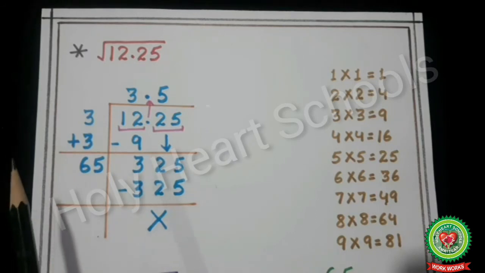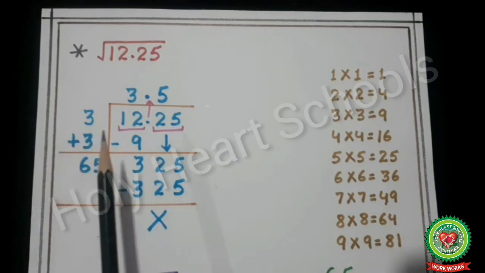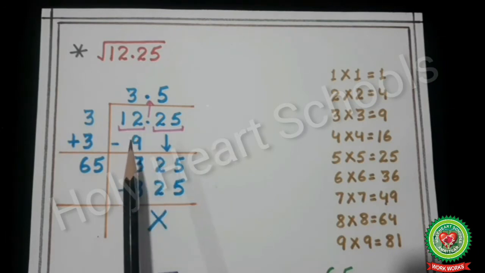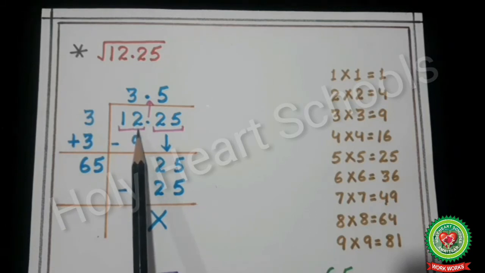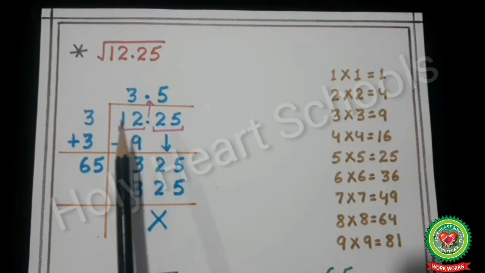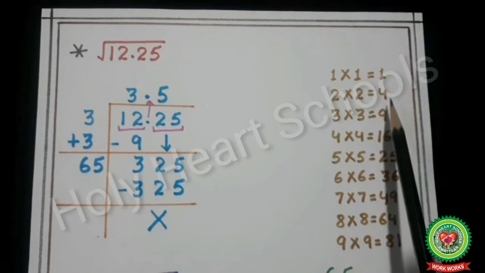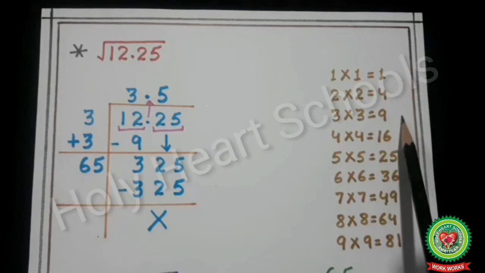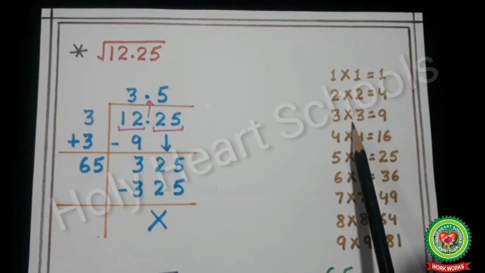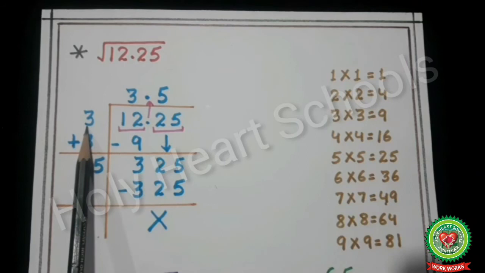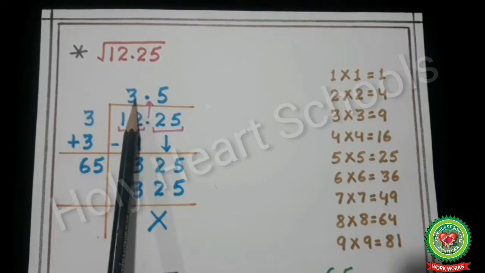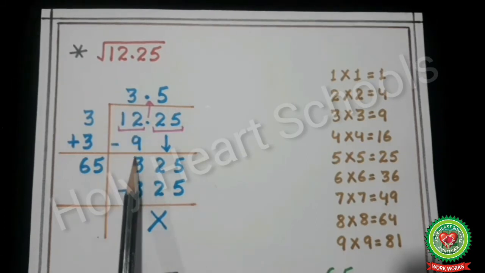Then the next step is to find a number from the square table. We have to find such a number from the square table which is either equal to 12 or just less than 12. On finding from the square table, we have found 9, and 9 is the square of 3. So we will write down 3 at the place of divisor as well as at the place of quotient, such that 3 multiplied by 3 comes out to be 9. So we will write down 9 under 12.